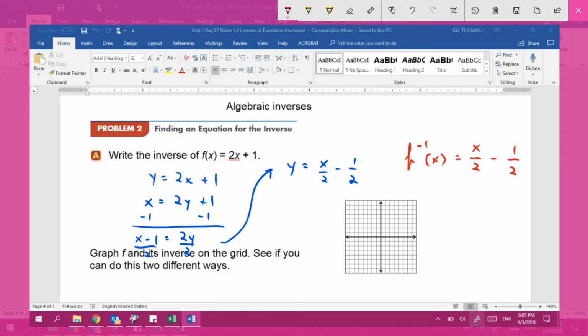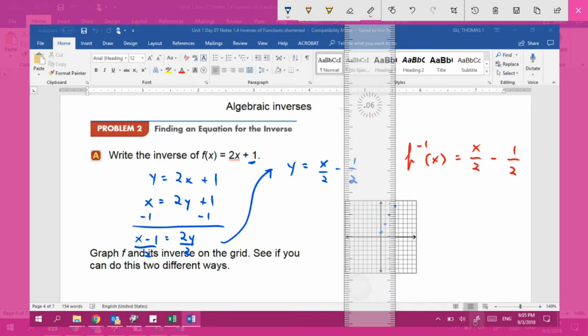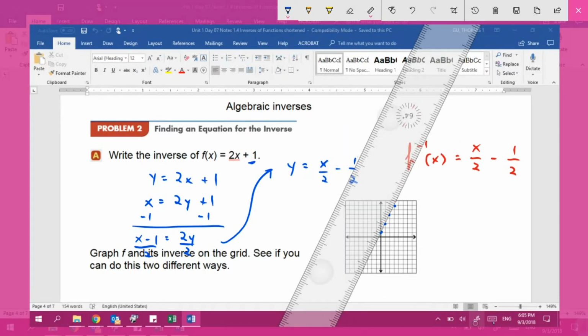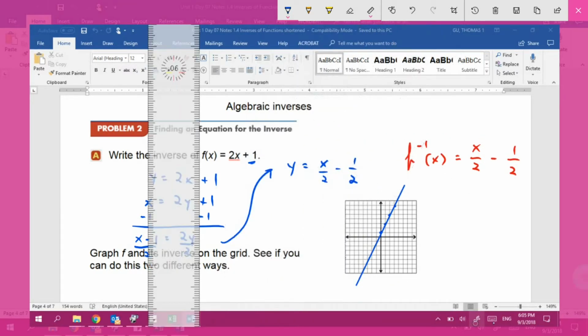All right, so let's go ahead and graph these two functions. We had the original, which was 2x plus 1. So the y-intercept is positive 1 right here. And then we're going to go up 2 over 1, up 2 over 1, up 2 over 1. There's that, my original function. And it's a line, so we're going to put some arrows.